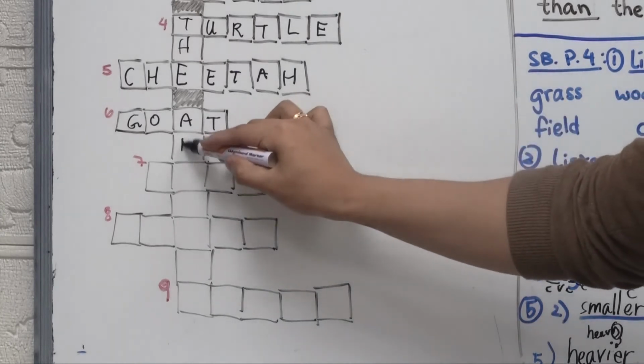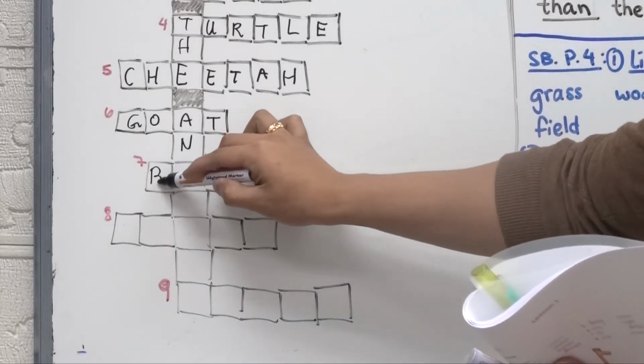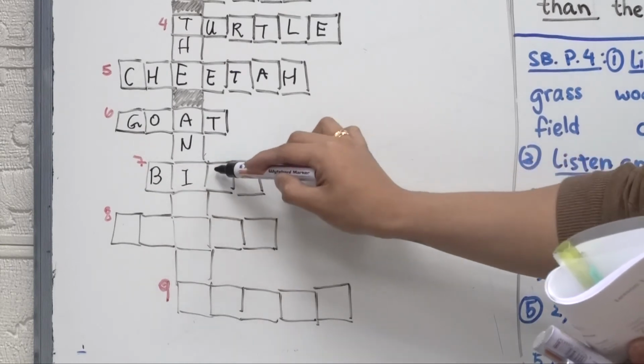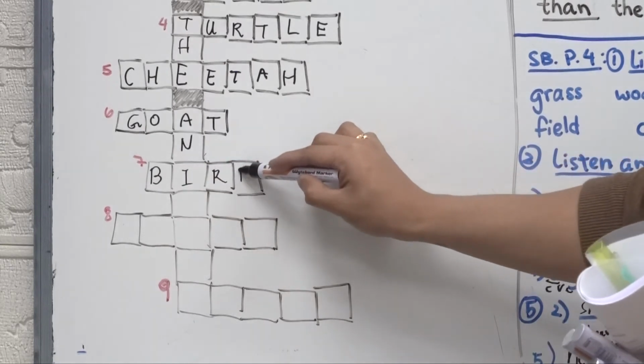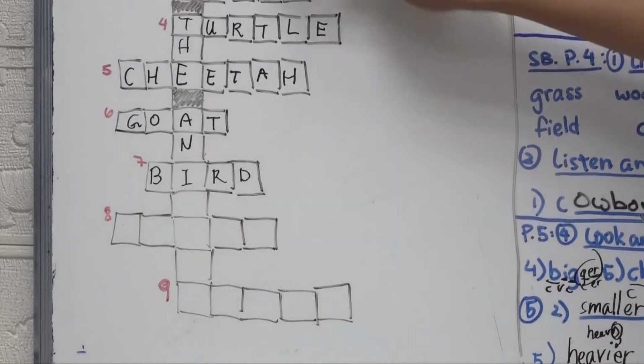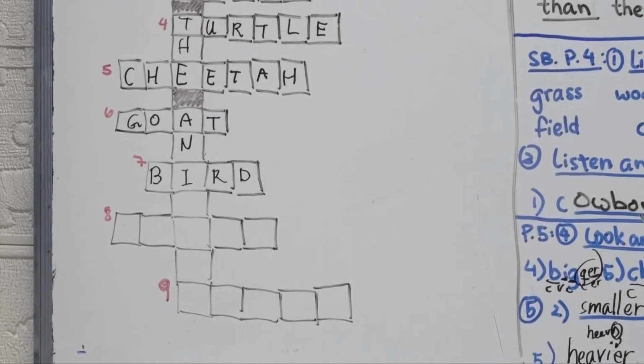Next one after goat, number 7 is a... what? Bird, right? Help the something, the secret message. So bird, B-I-R-D, bird. Right, we have the secret message coming, right? Help the Annie, right? What do you think? Later we will find out.